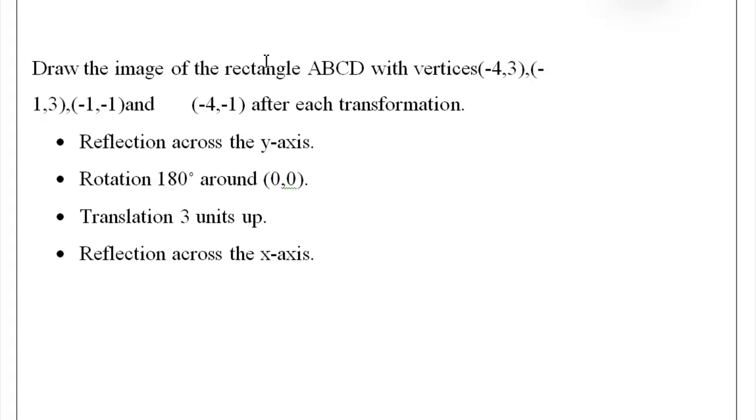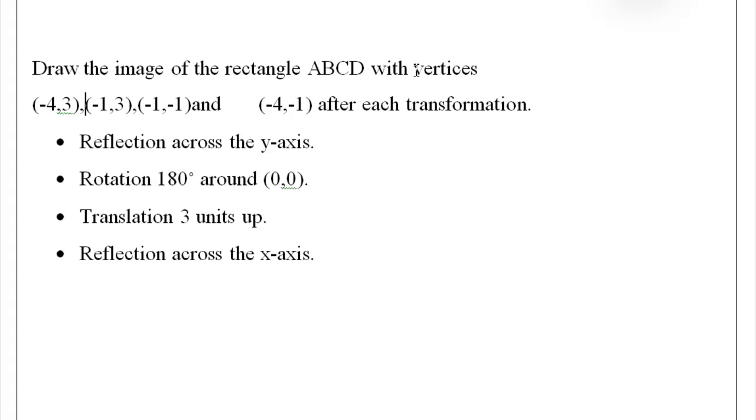I will draw an image for a rectangle, and I have here the sides of the rectangle. I will draw rectangle ABCD. After drawing it, I want to make a reflection across the y-axis. To make a reflection across the y-axis, what will we do? We will change the sign of the x. A will equal, we change the sign of the x, so it will be 4 and 3. Then the new B will be positive 1 and 3.